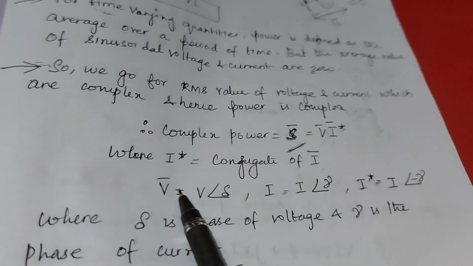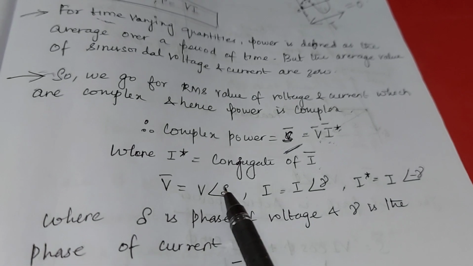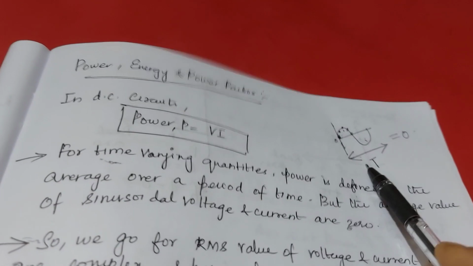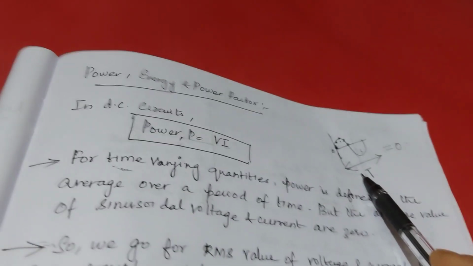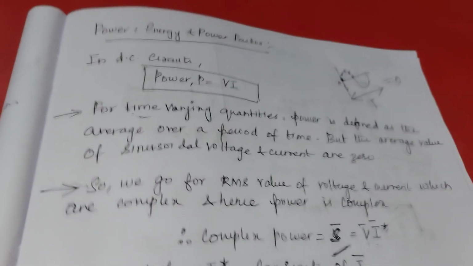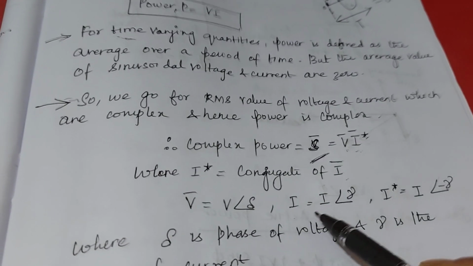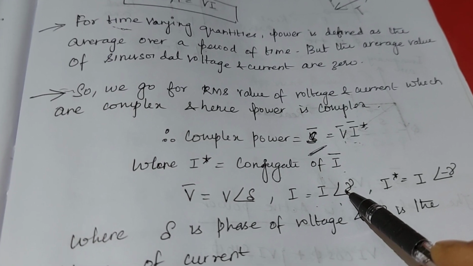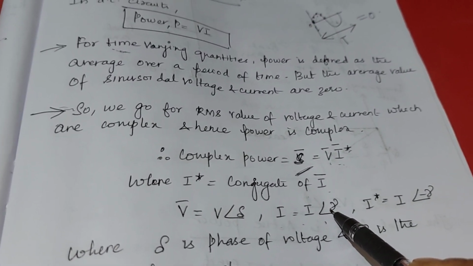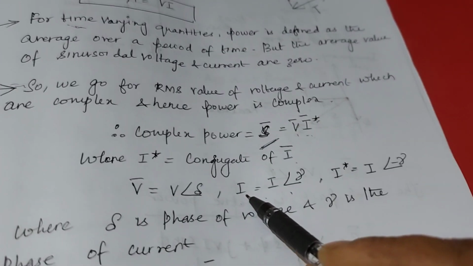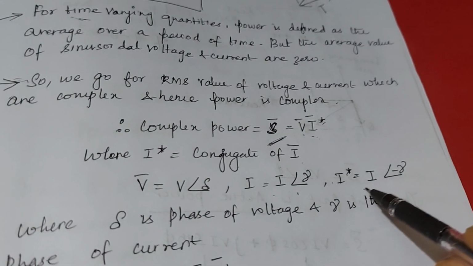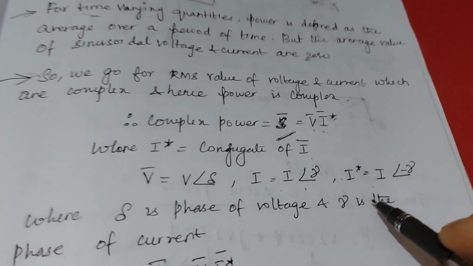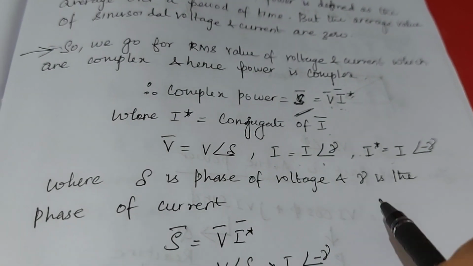So now let's see this. V bar is equal to V angle delta. What is delta? Delta is the phase of this voltage wave. Phase is the angle with which it is inclined. And when it comes to the current, I bar is equal to I angle gamma. Gamma again is the phase angle of your current. And I am going to find the complex conjugate I star. I star will be equal to I, with a negative phase, minus gamma. So delta is the phase of the voltage and gamma is the phase of the current.